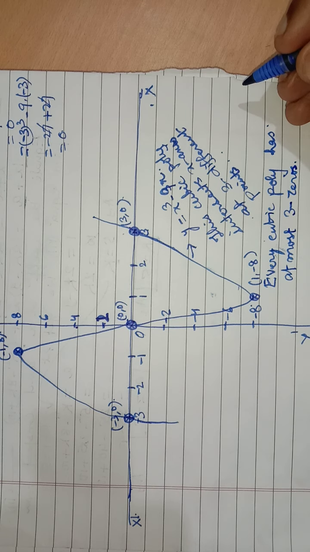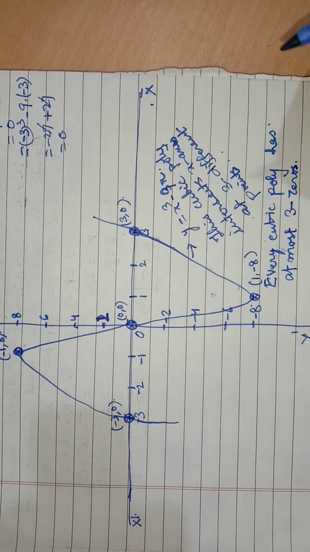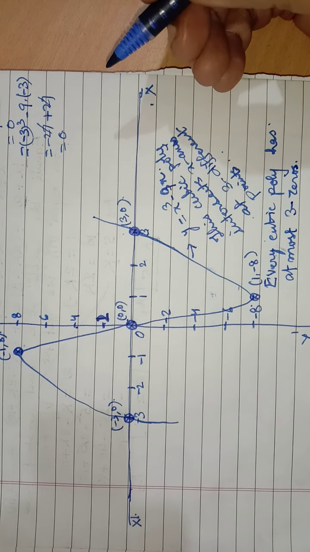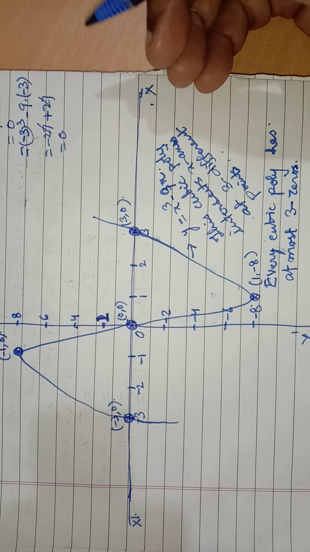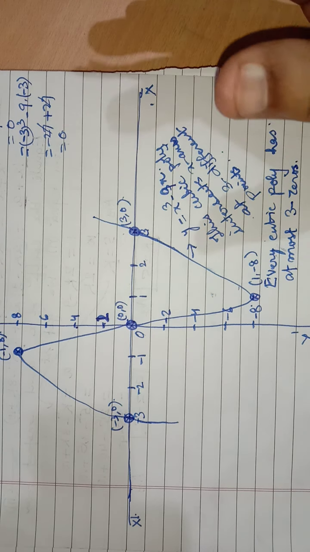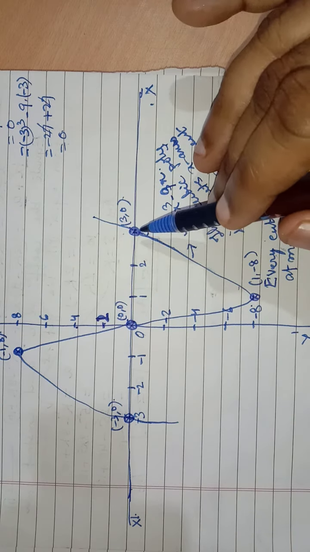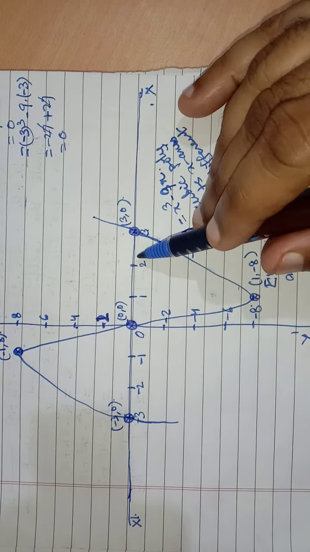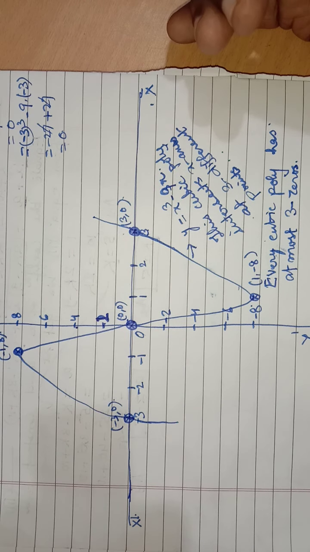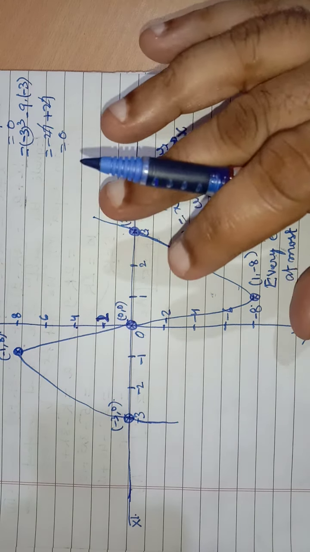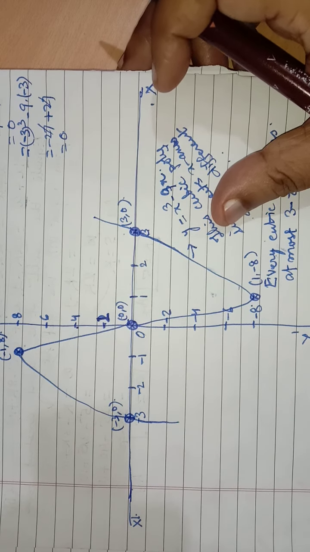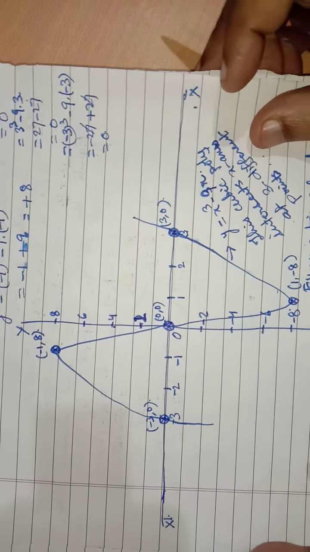Every quadratic polynomial has at most 2 zeros. Every linear polynomial has exactly 1 zero. Here the graph of the cubic polynomial intersects the x-axis at 3 different points, therefore it has 3 zeros. So this is the graphical representation of a cubic polynomial. I think you will understand it.